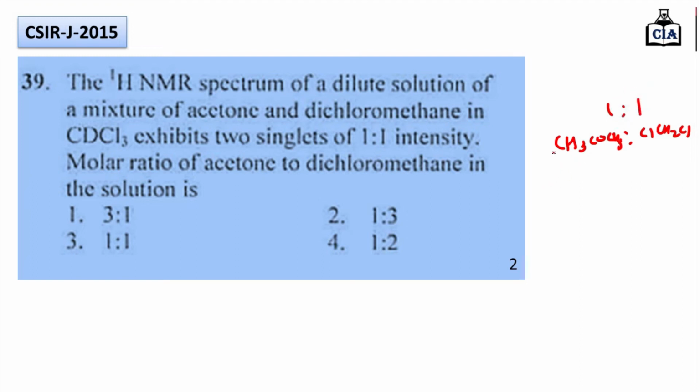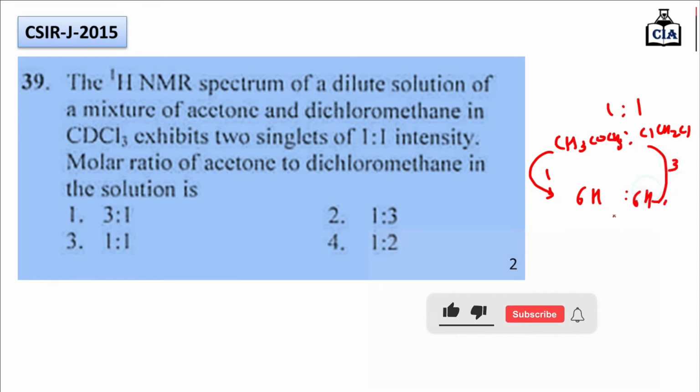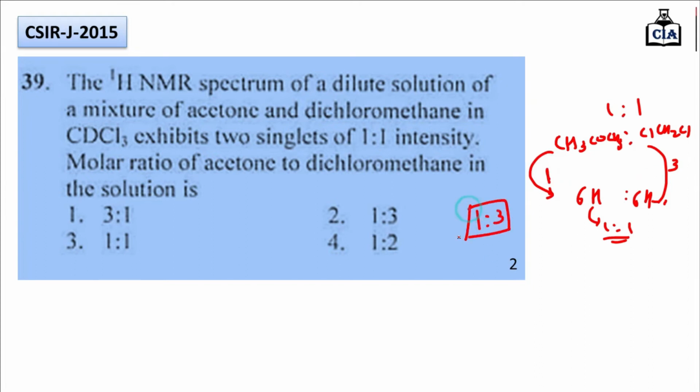If we take one molecule of acetone, then there are a total of 6 hydrogens. To maintain the 1:1 ratio, we have to take 3 molecules of dichloromethane, then we get 6 hydrogens, and the ratio will be 1:1. So we have to take 1 mole of acetone and 3 moles of dichloromethane. So our correct molar ratio is 1:3, and the correct option will be option number 2.